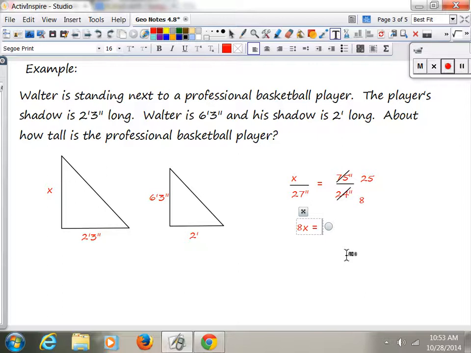675 is right. Remember that. And then you're going to divide it by 8. So 675 divided by 8 is 135. It's got to be a decimal or something, I think. Yeah, 84.375.